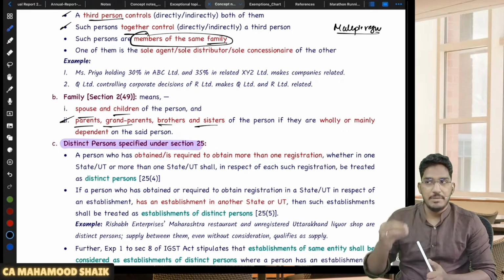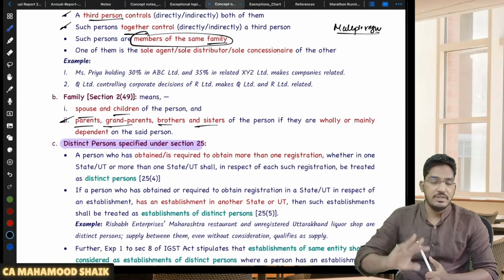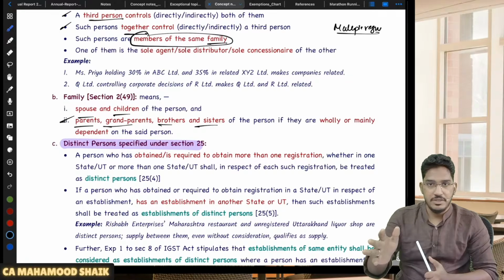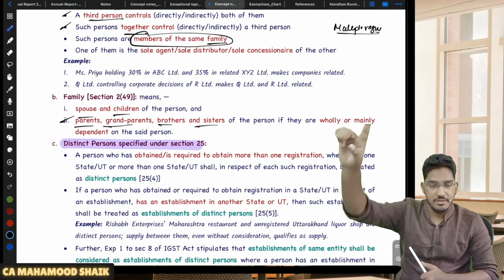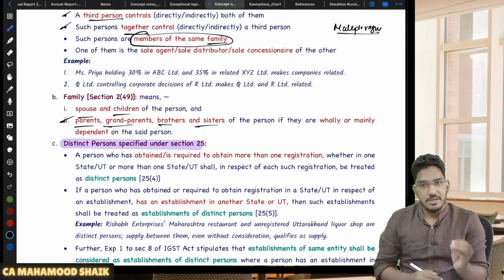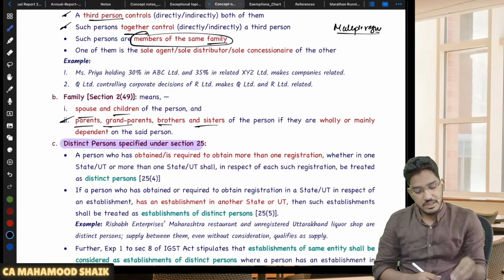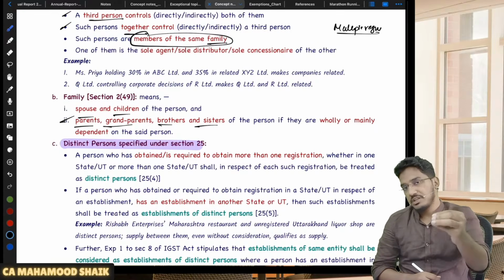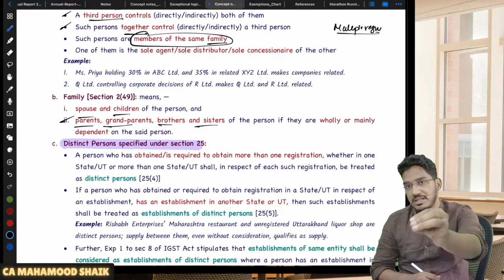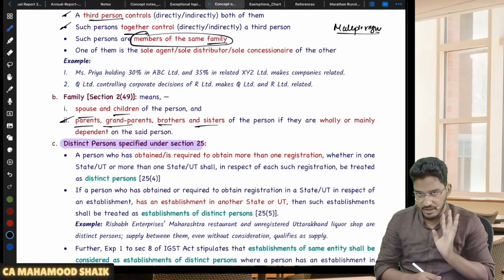If a person is having multiple registrations under the same PAN, whether within the same state, or in another state you have a different registration. So if there are multiple registrations under the same PAN, whether within the same state or union territory or outside of the state or union territory, then you will be considered as distinct persons under section number 25.